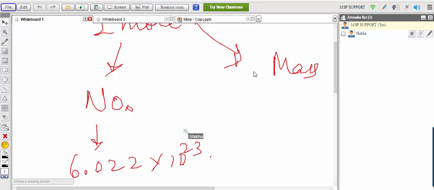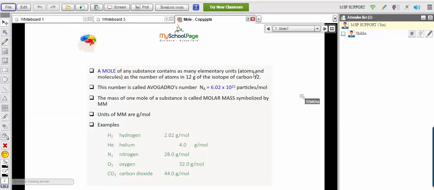If I say, okay, now please tell me 1 mole of iron or 1 mole of gold, this consists of how many gold atoms? Then your answer is still going to be the same. It will consist of the same number, 6.022 into 10 to the power 23 gold atoms or iron atoms. Okay. Now, let us see how we can express the same amount in terms of mass also.